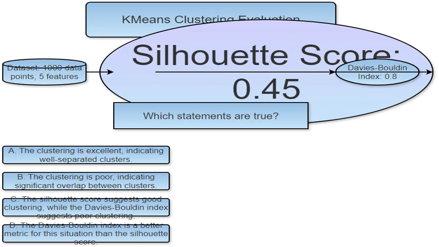The silhouette score is 0.45. This score measures how similar a data point is to its own cluster compared to other clusters. A higher score means better defined clusters. 0.45 suggests a moderately good clustering, but not perfect. It's like a test grade. 0.45 is a passing grade, but not an A+.